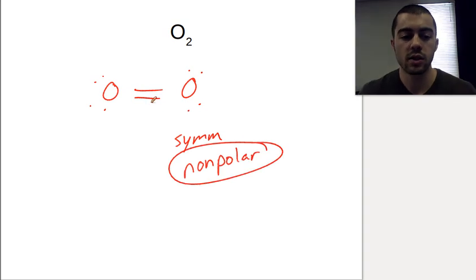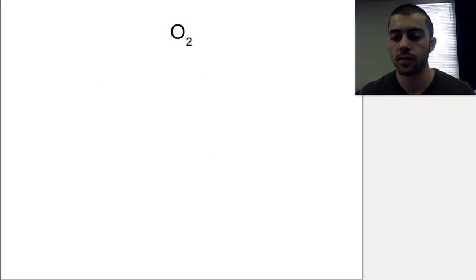So this is even distribution. We have an oxygen here, an oxygen here. It's even all the way around. That's going to make it nonpolar. And that's it for symmetry.